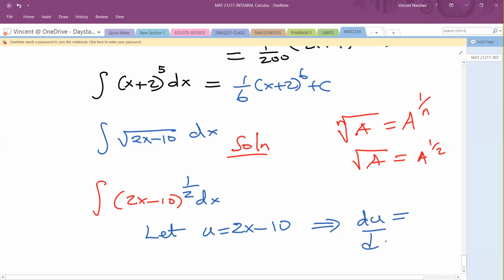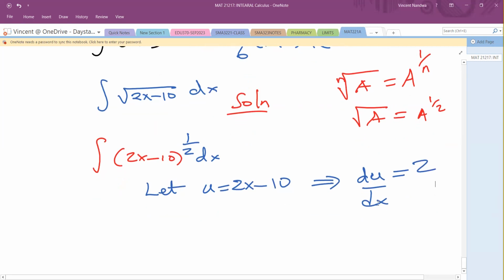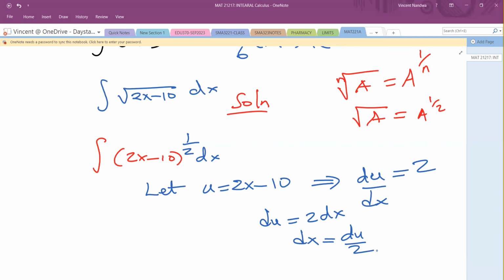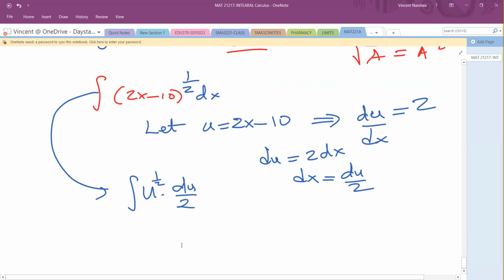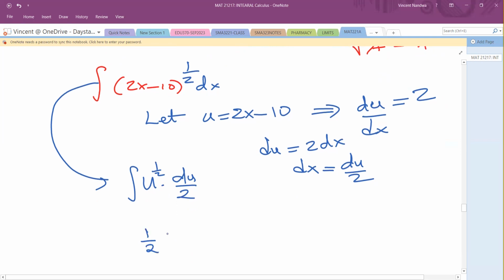If you get confused, what is du/dx? du/dx is 2. So which means du is 2 dx, which means dx alone is du over 2. Remember, the objective is that once we have fixed one part to be u, you change the whole integral to be in terms of this new variable. So you will write this as the integral of u power a half, and where there's the dx, you put du over 2. Then you can factor out a half: a half, u power a half, du.